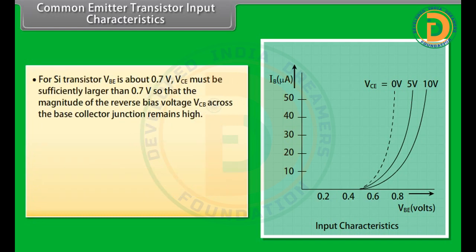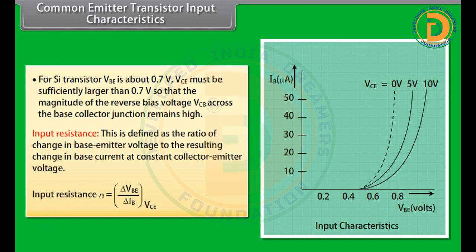For a Si transistor, VBE is about 0.7 volt. VCE must be sufficiently larger than 0.7 volt so that the magnitude of the reverse bias voltage VCB across the base collector junction remains high. Input resistance. This is defined as the ratio of change in base emitter voltage to the resulting change in the base current at constant collector emitter voltage.